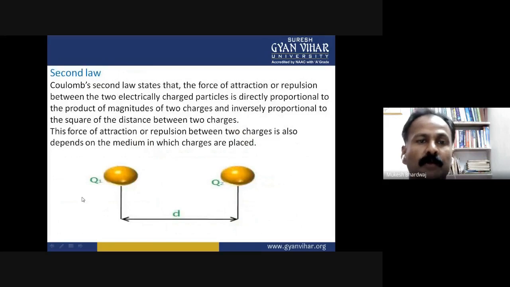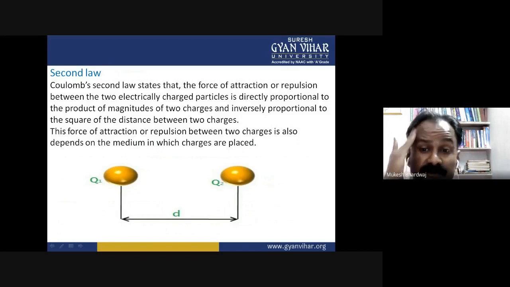Second law. Coulomb's second law states that the force of attraction or repulsion between two electrically charged particles is directly proportional to the product of the magnitudes of the two charges and inversely proportional to the square of the distance between the two charges. This force of attraction or repulsion between two charges also depends on the medium in which the charges are placed.